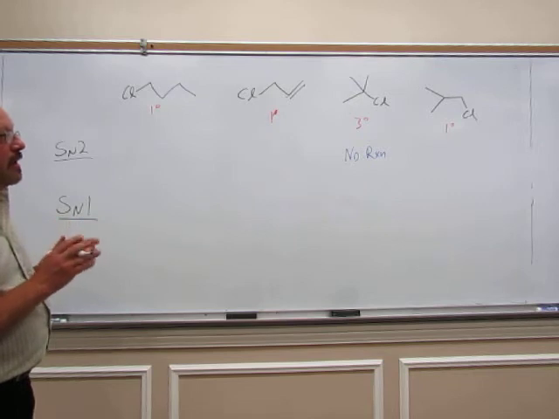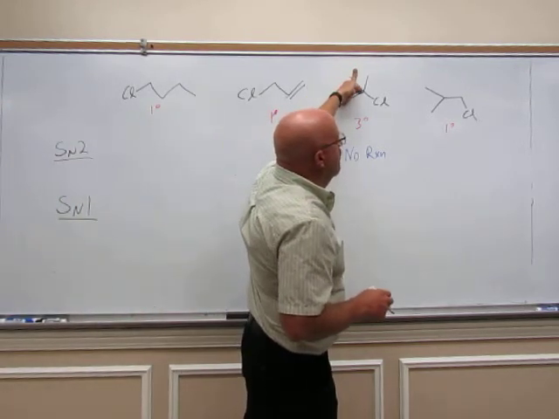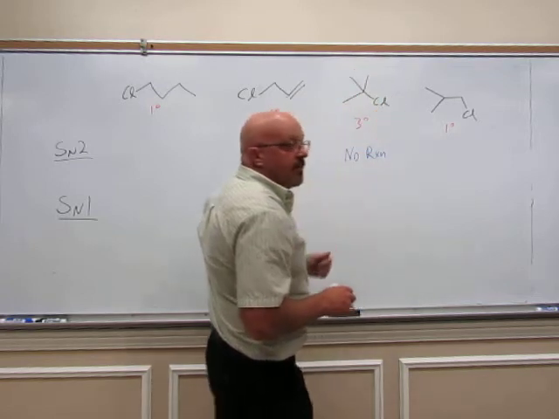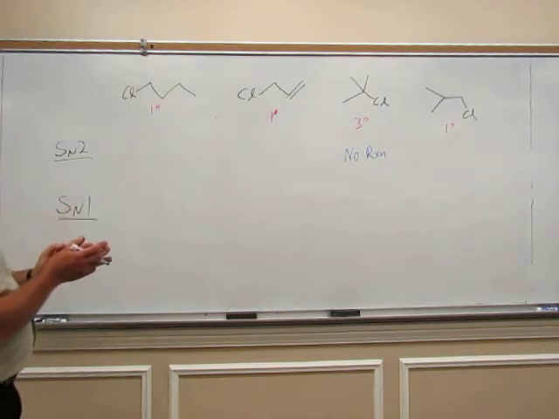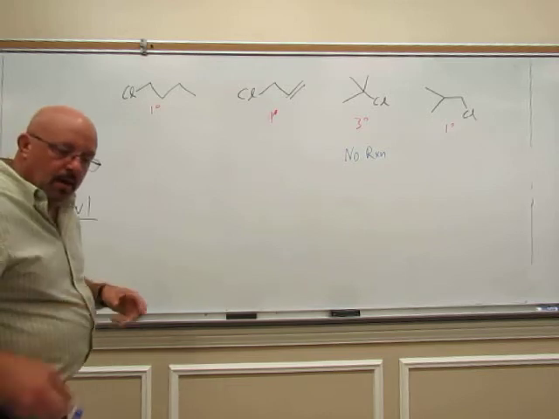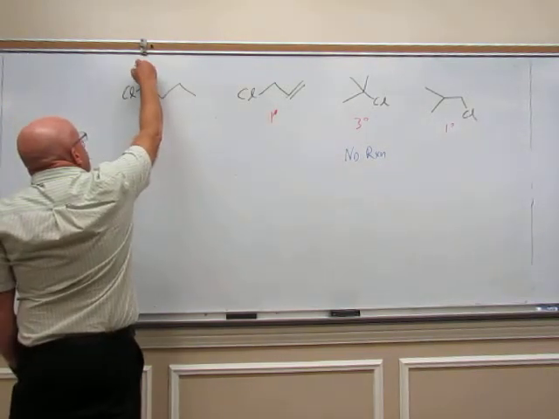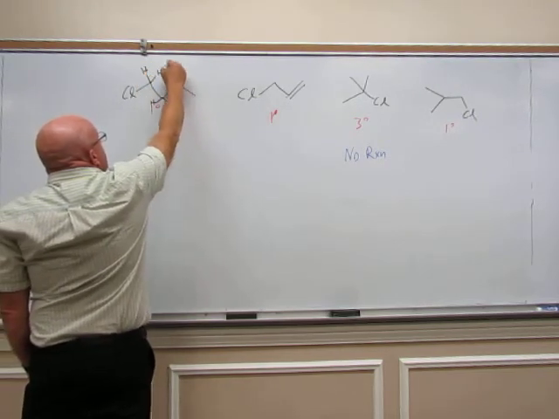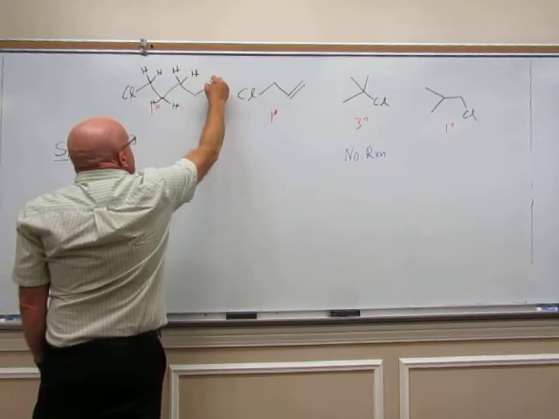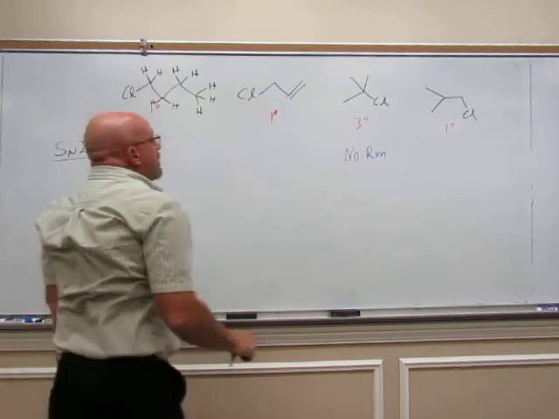SN2 does not like any sterics. That's why the tertiary doesn't react. Nucleophile can't get in there and do backside attack on that tertiary to kick the halide off. But looking at our other three, they're all primary, but there's a little bit of difference in the sterics. Let's draw some hydrogens out here. I'm going to go ahead and put the hydrogens on here so we can kind of see how much sterics there might be. Trying to get in here to do backside attack.